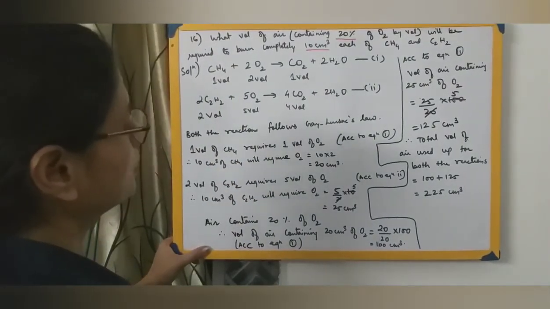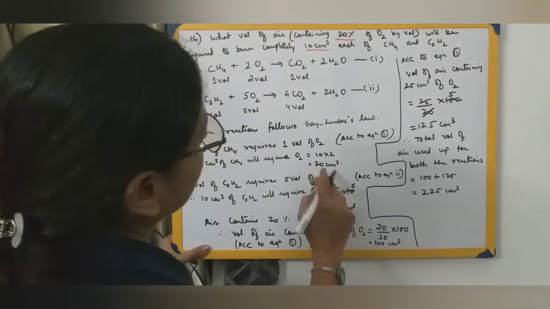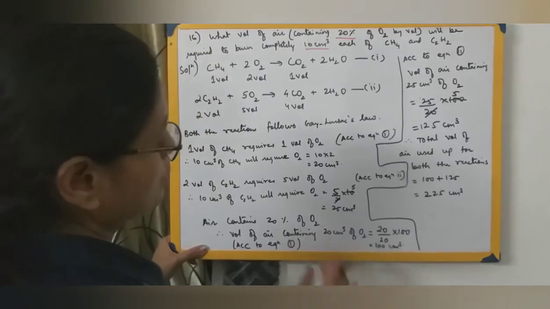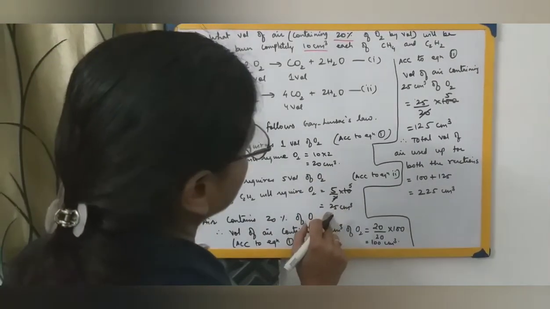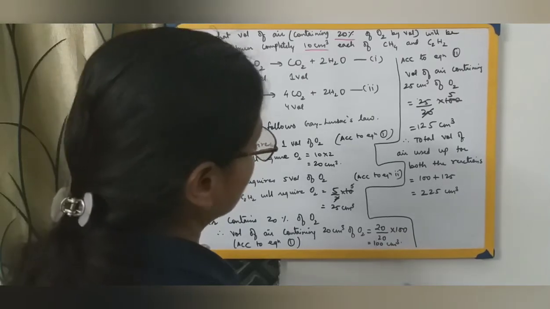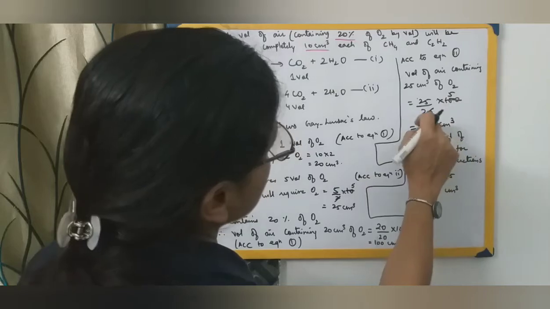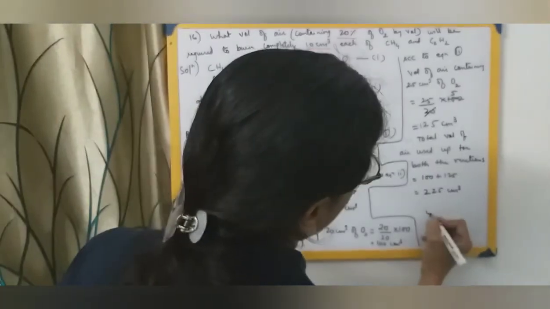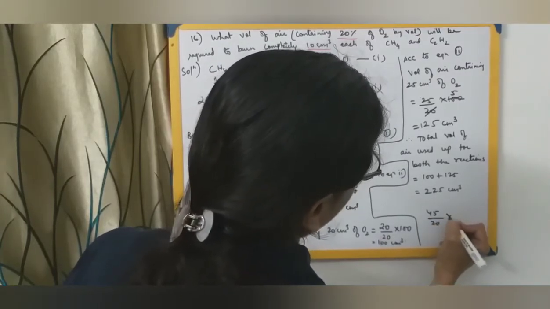Another way, what you can do is, you can just add up this oxygen for both the reactions. That is 20 plus 25. I don't have much space, but I am telling you how you can do it. So listen carefully, 20 plus 25, you will be getting it as 45 cubic centimeter. So total volume of oxygen used up will be 45 cubic centimeter. What you will do? That 45 and this 20%. So 45 by 20 into 100, that is total oxygen, by 20 into 100.